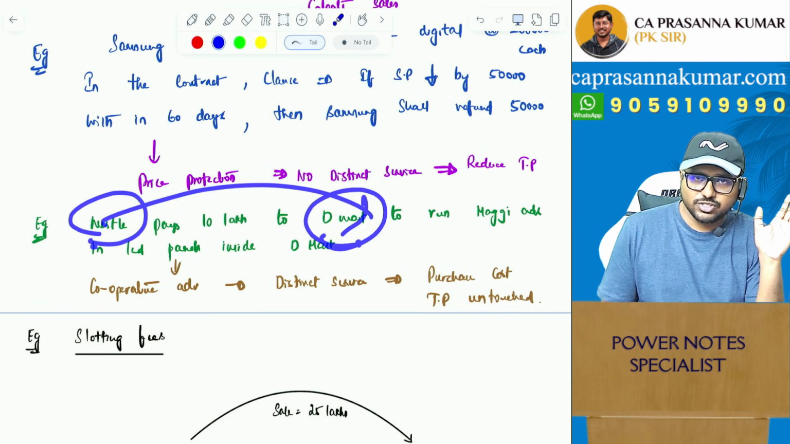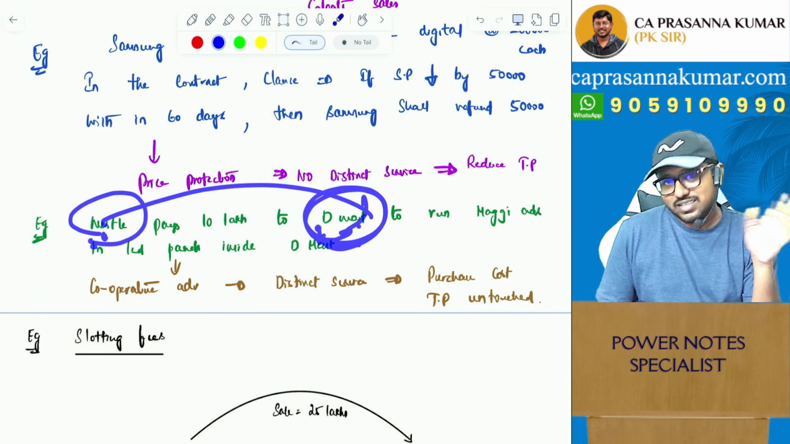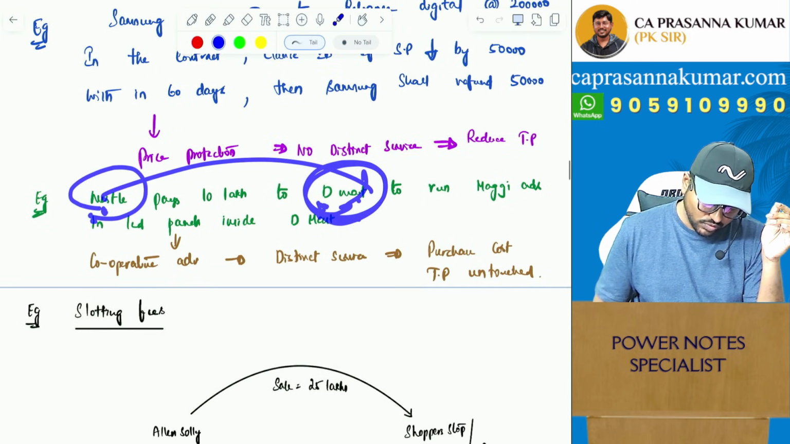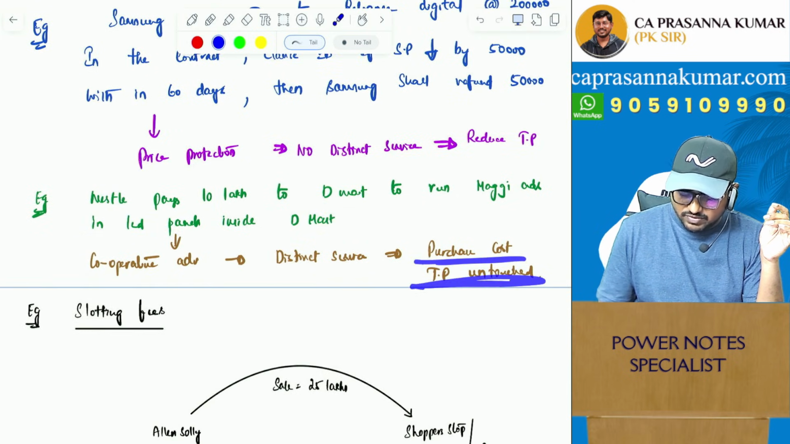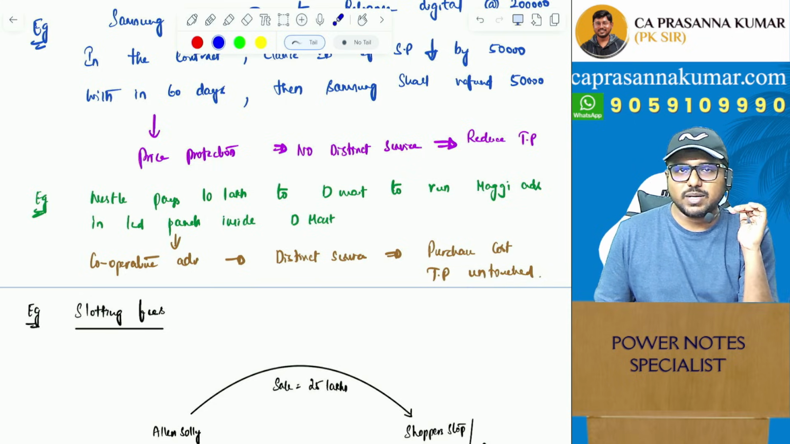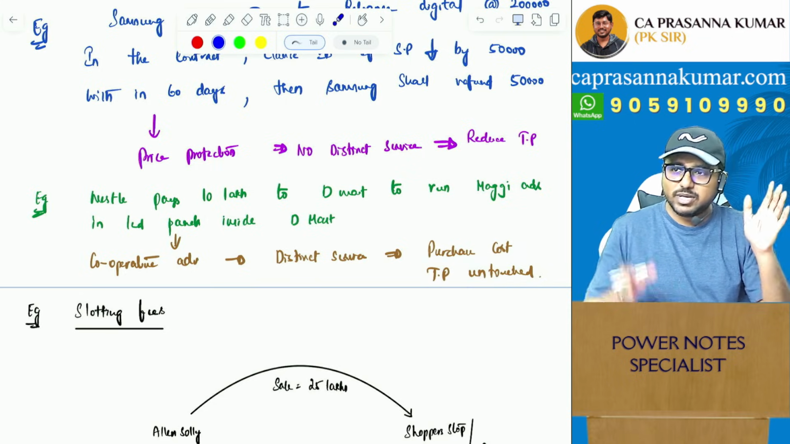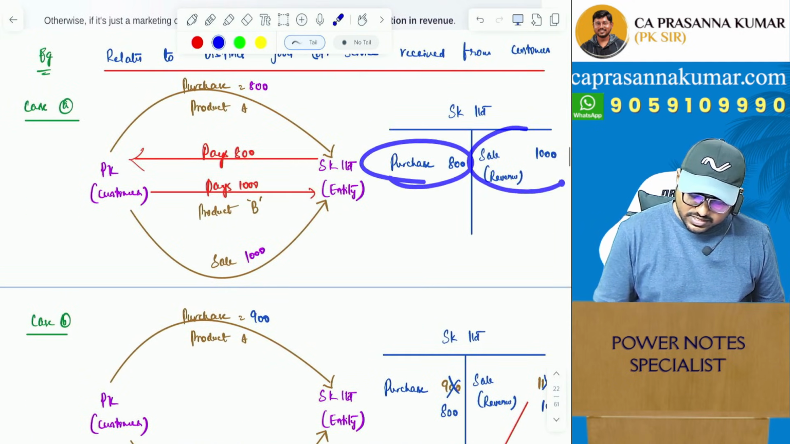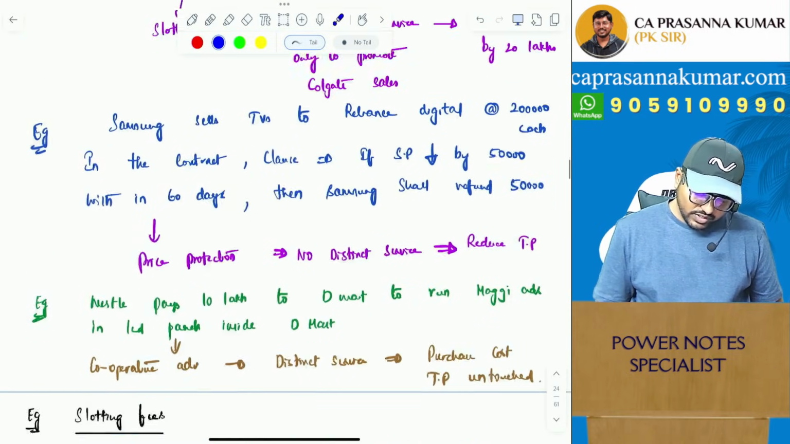So separate transaction. And whatever DMart pays to Nestle for all the Maggie that DMart has purchased from Nestle or any other Nestle products for that matter, that will be treated as a separate sale transaction. So cooperative ads, distinct service, therefore purchase cost and TP will remain untouched, which means you will not reduce it from TP. That's what I mean to say. Purchase cost will be dealt with separately, sale will be recorded separately. That's what we have done here as well. Purchase separate, sale separate, because distinct goods or services. So all the three I've covered with real examples.